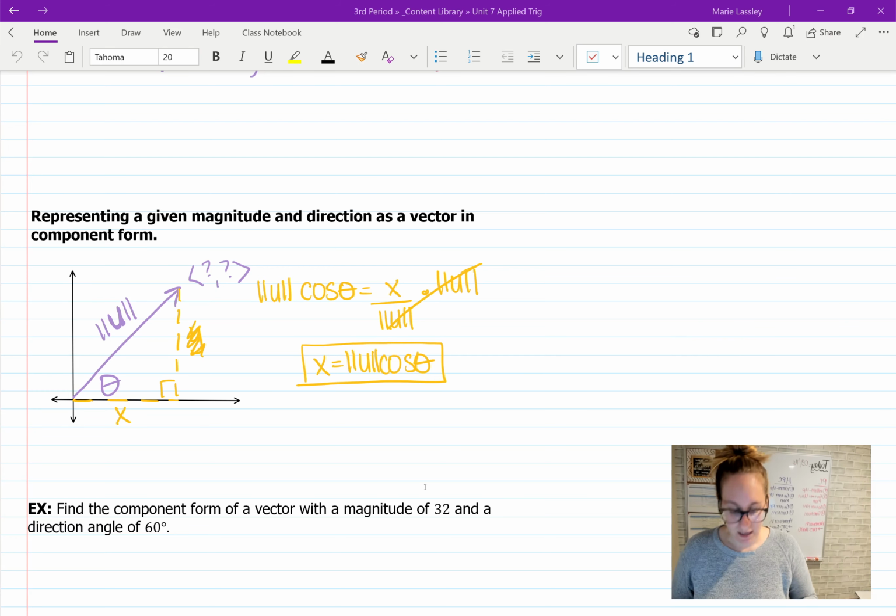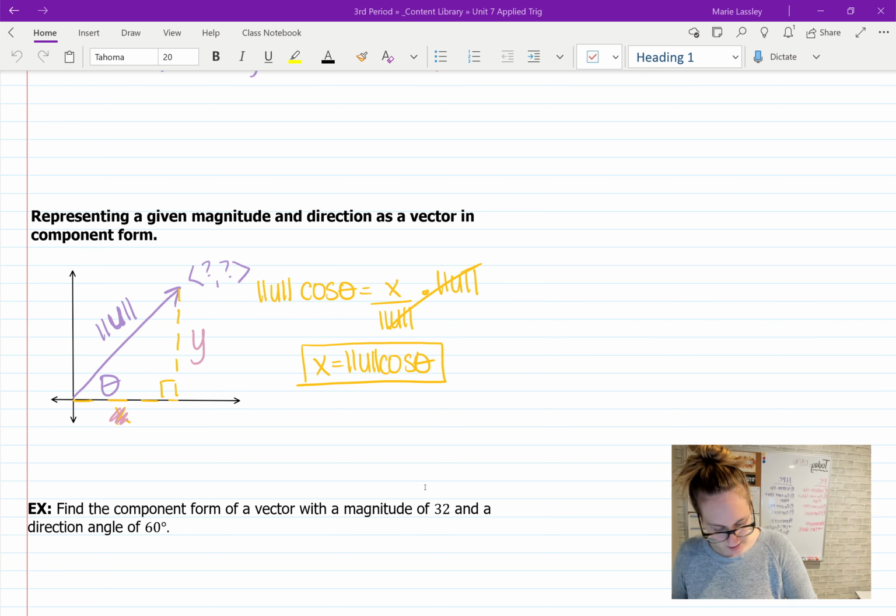All right, same kind of thing happening here for y. So if I want to find y, I'm going to pretend like the x isn't there. I know magnitude, I know the angle. How can I find y? We're going to go to our trig functions. We have opposite and we have hypotenuse. So this is a sine problem.